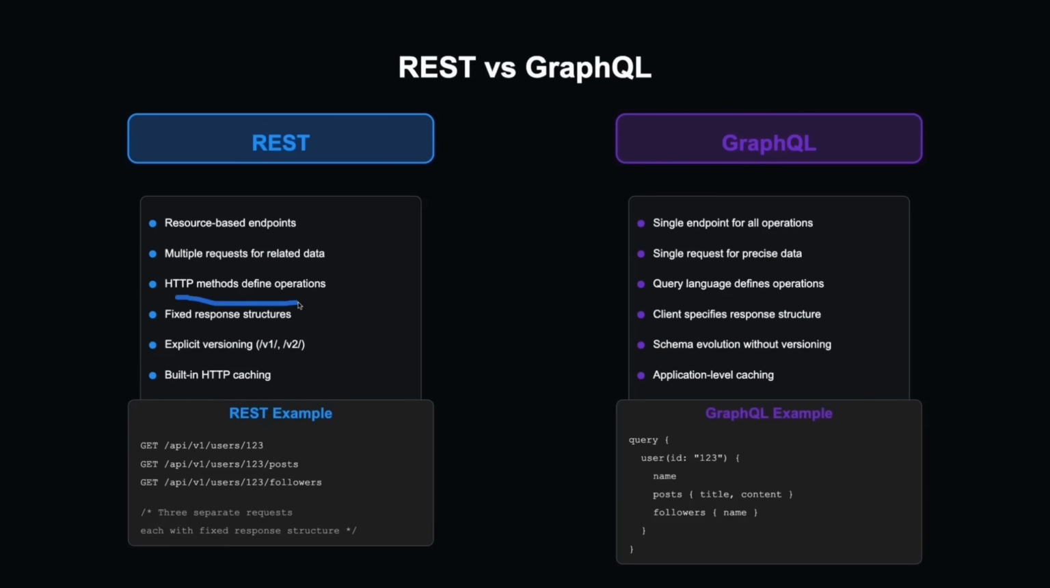And it uses HTTP methods to define operations. As you can see, these are HTTP endpoints, and we are using the GET method specifically. And the response structures are fixed, meaning if you got one response for this specific user, next time you can expect to have exactly the same response structure. Maybe some data will be modified, but the structure always remains the same. And it also provides explicit versioning.